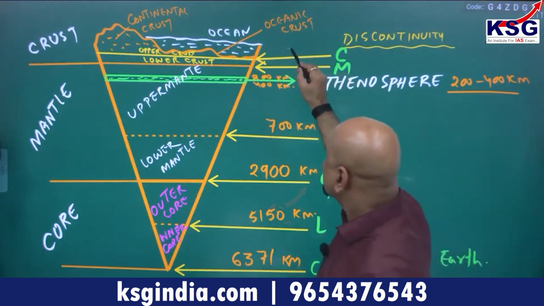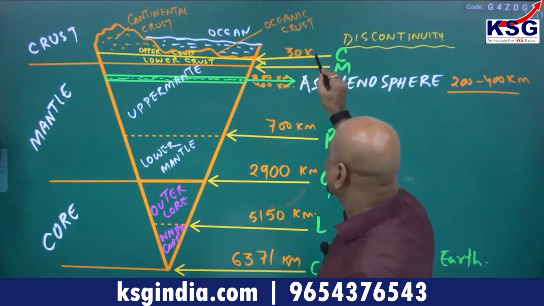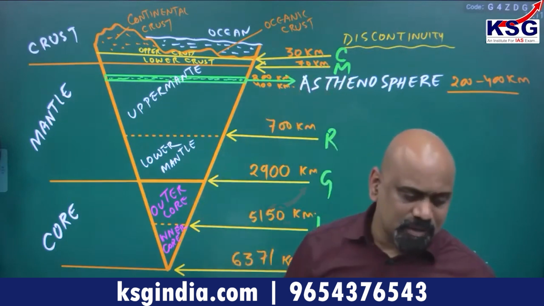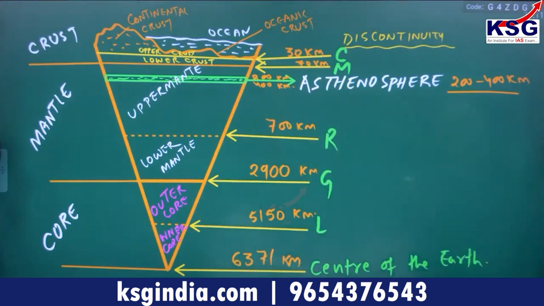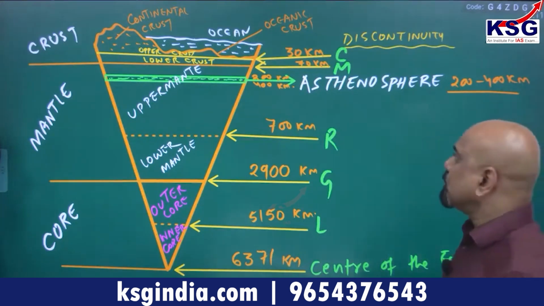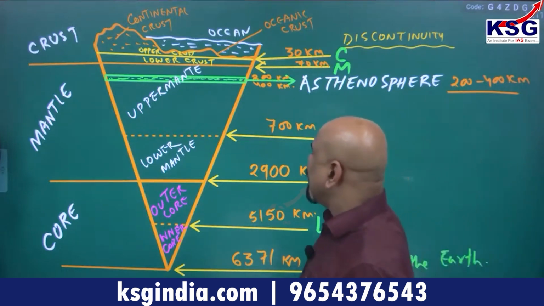This is 30 kilometer. This is nearly 70 kilometer. It may vary. कुछ books में 90 दिया होगा देखो, कुछ में 30 ही दे रखा है. But there is a variation here. So silica rich silicate rock you will have in this.